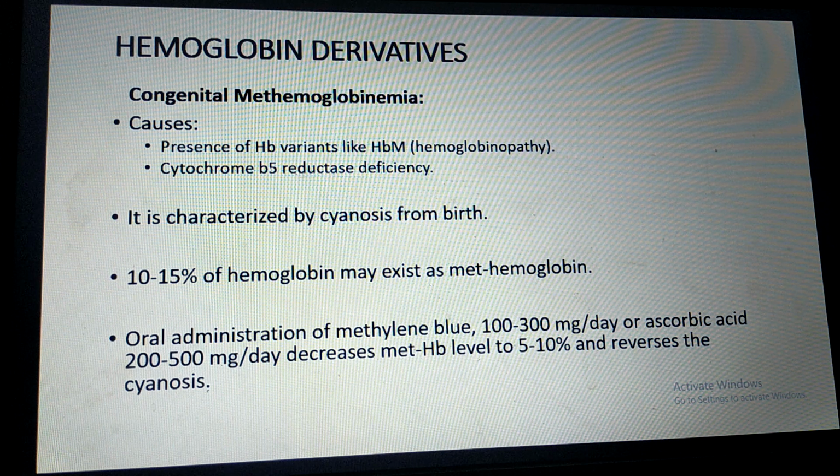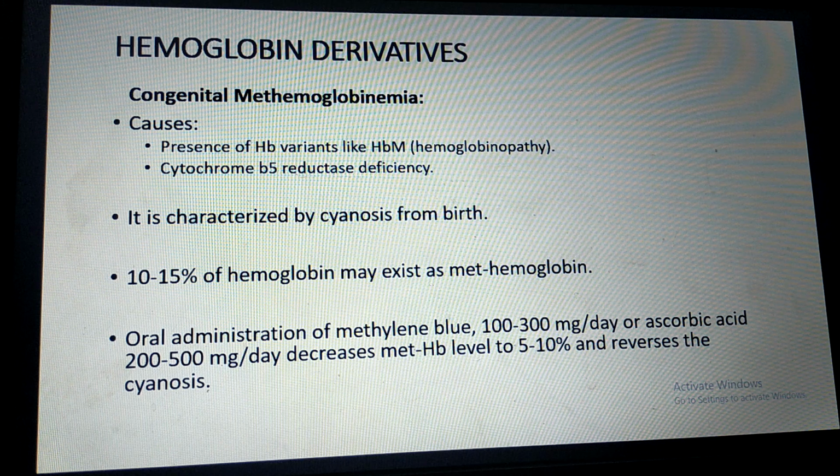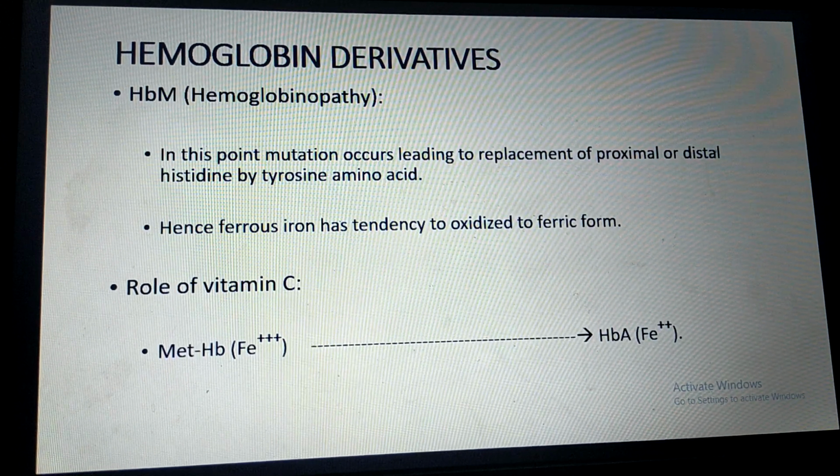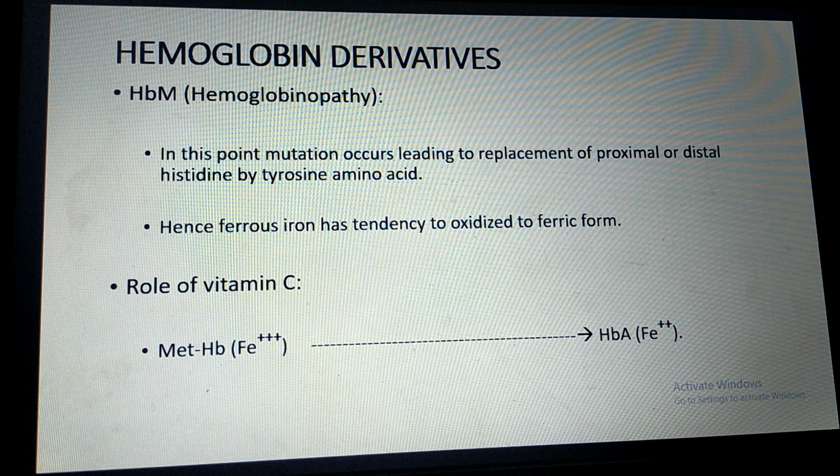Normally it is 1%. Now, treatment includes oral administration of methylene blue 10 to 30 mg per day or ascorbic acid 200 to 500 mg per day. This may decrease the methemoglobin level up to 5 to 10% and cyanosis is reversed. Now what is hemoglobin M? In this, a mutation occurs leading to replacement of proximal or distal histidine by tyrosine amino acid.